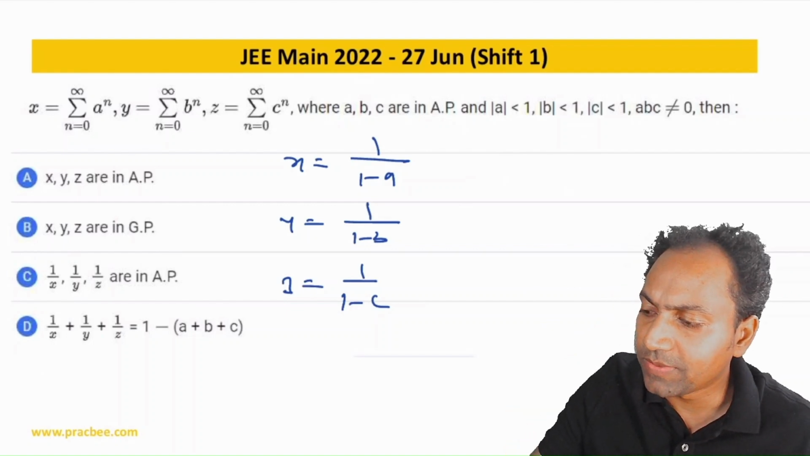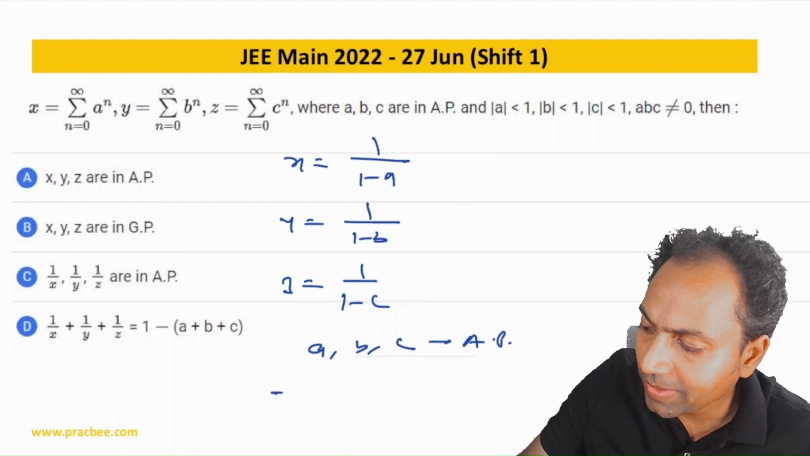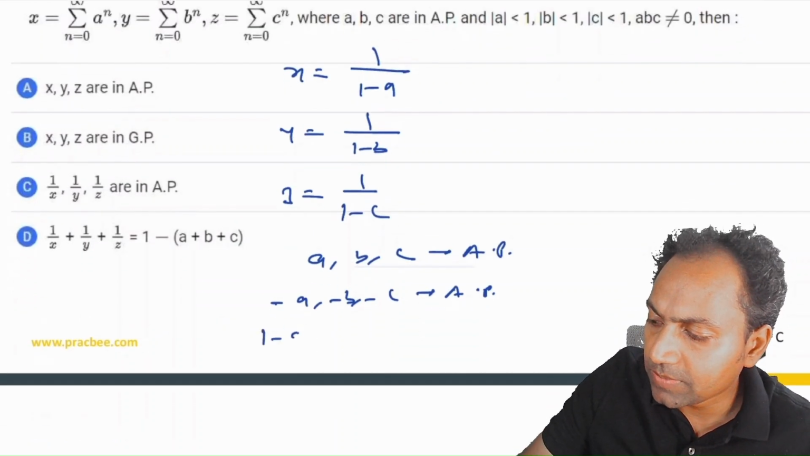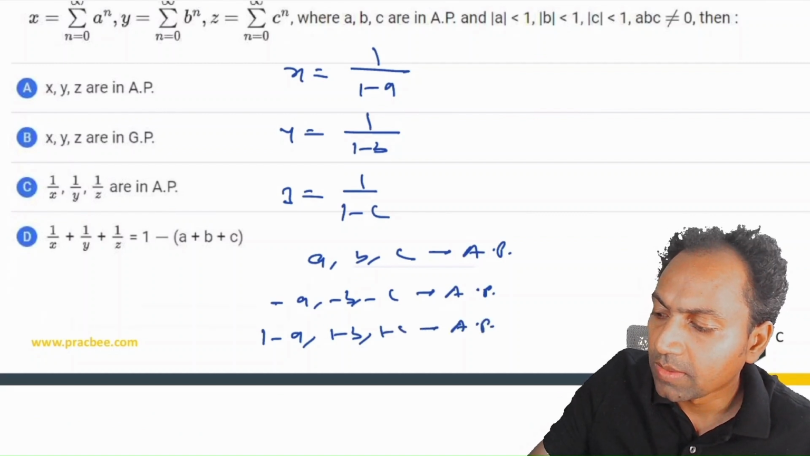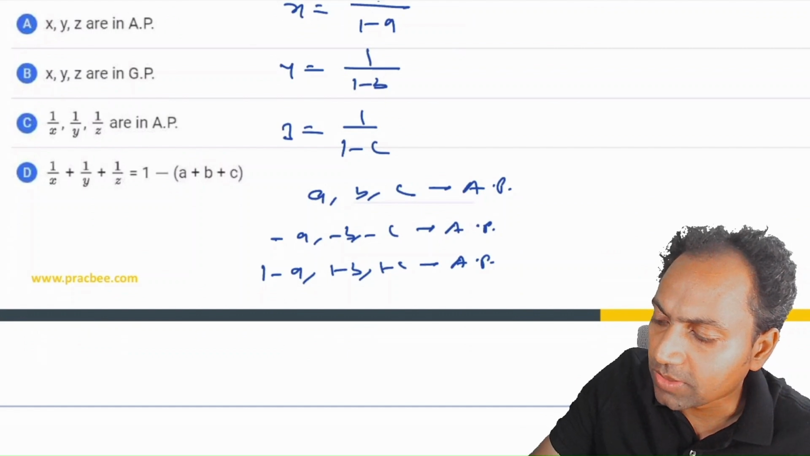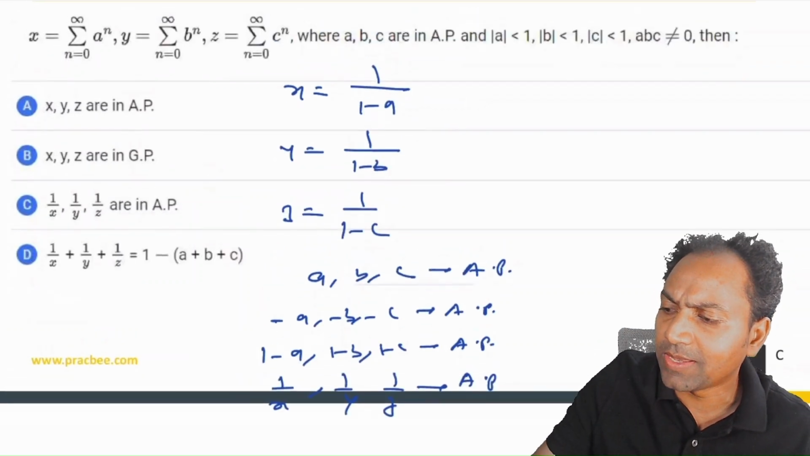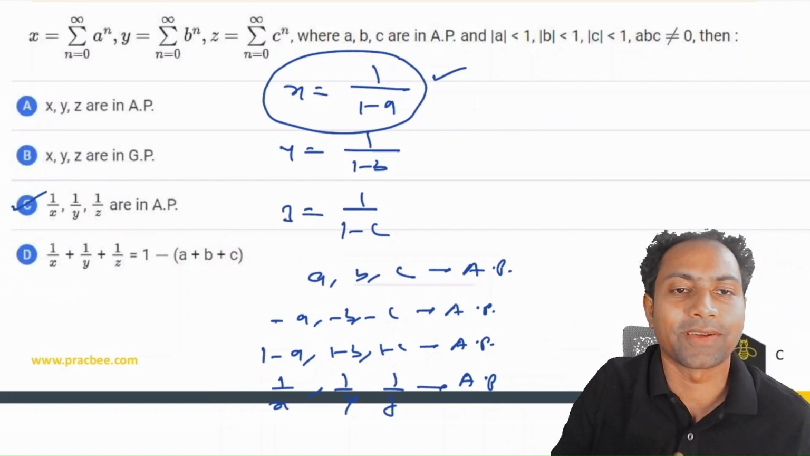So now what we can say is, if a, b and c are in arithmetic progression, then minus a, minus b and minus c will also be in arithmetic progression. So 1 minus a, 1 minus b and 1 minus c will also be in arithmetic progression. And now if I take their reciprocals, 1 by x, 1 by y and 1 by z will also be in arithmetic progression. I have taken 1 by x using the first, second and third equations. So option C becomes correct.